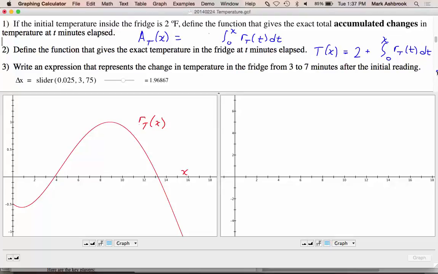Last thing here. An expression that represents the change in temperature from 3 to 7. How much did the temperature change between 3 minutes and 7 minutes after the initial reading? Down in the front, Hector. You do the integral, and then at the bottom you put 3 and 7, and then r of t dt. Okay. Plus 2.